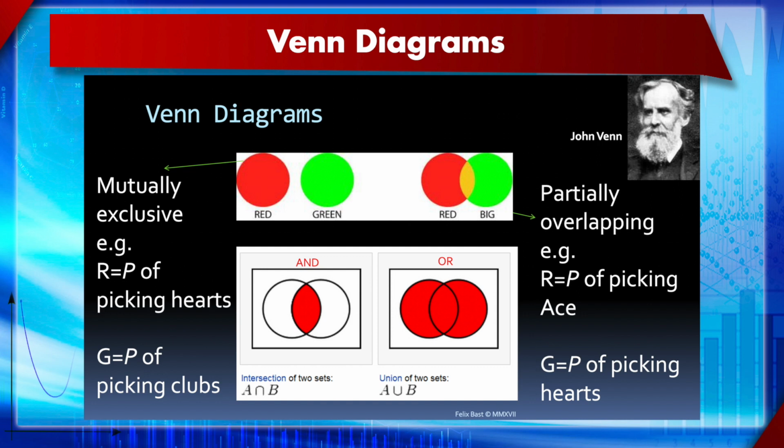The other kind of set is called a partially overlapping set. One example would be the red being the probability of picking an ace, while the green one is the probability of picking a heart. Of course there is a partial overlap because there is the ace of hearts. There is one card that is both an ace as well as a heart. That kind of set is known as a partially overlapping set. Partially overlapping sets are very important while calculating the addition rule as well as the conditional rule.